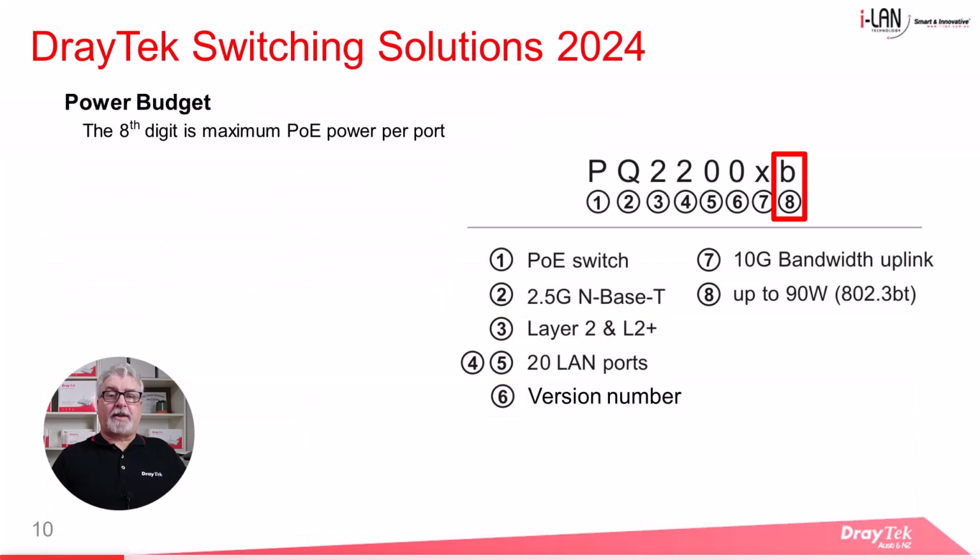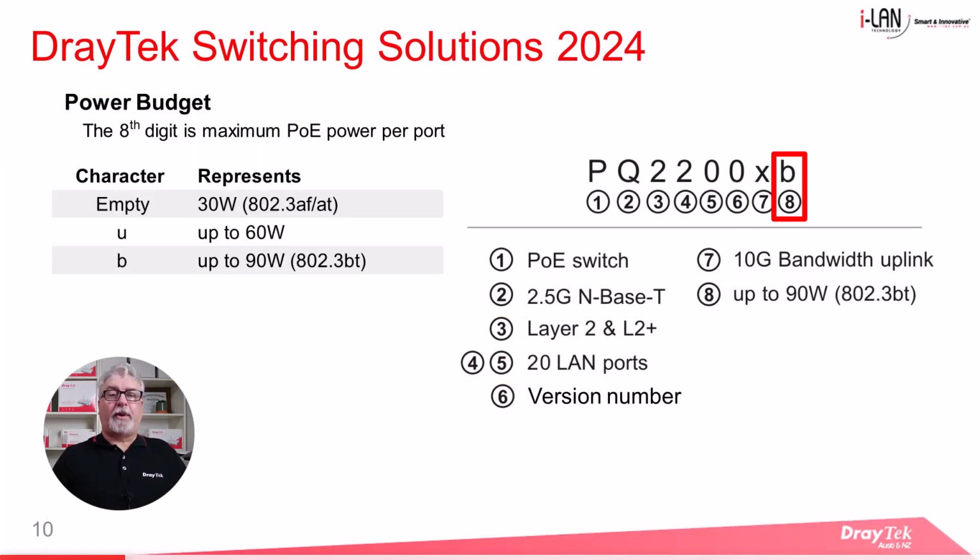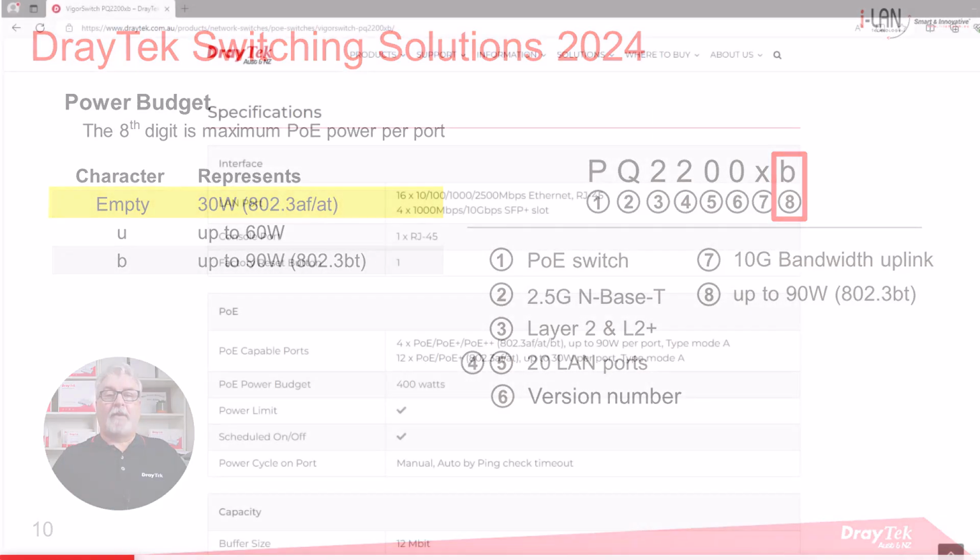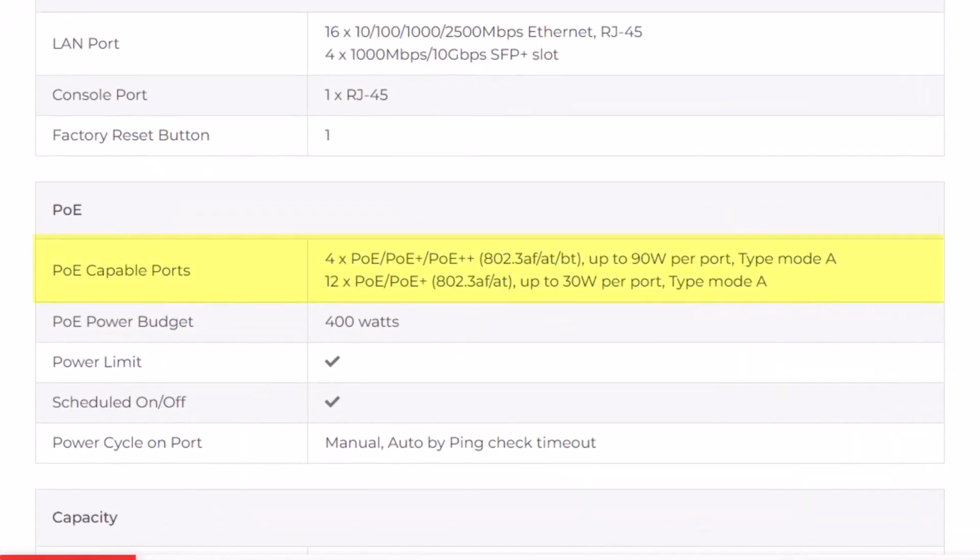The eighth digit is the maximum PoE power per port. U stands for up to 60 watts and B is up to 90 watts, also known as 802.3 BT or PoE++. If empty, then the switch only provides 30 watts. Just be aware here that not all ports may have the same maximum power. For example, our PQ2200XB here has 4 90-watt ports and 12 ports that will provide up to 30 watts, and 4 unpowered SFP Plus ports. So always read the specs when choosing a PoE switch for your needs.